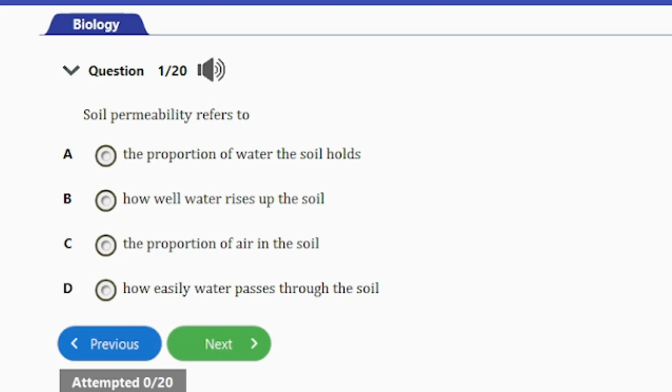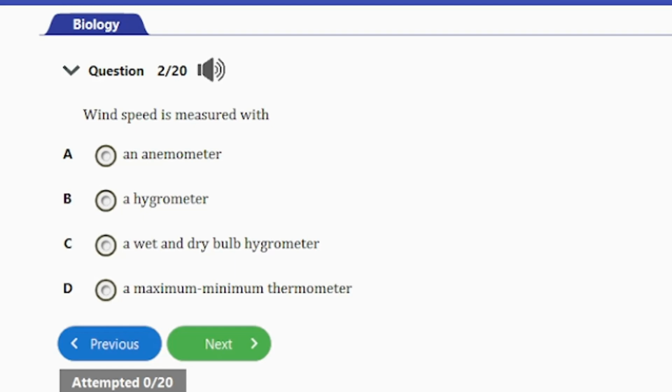The question says, soil permeability refers to A, the proportion of water the soil holds, B, how well water rises off the soil, C, the proportion of air in the soil, D, how easily water passes through the soil. The answer to this question is option D, how easily water passes through the soil. Let's consider the next question, question number 2.